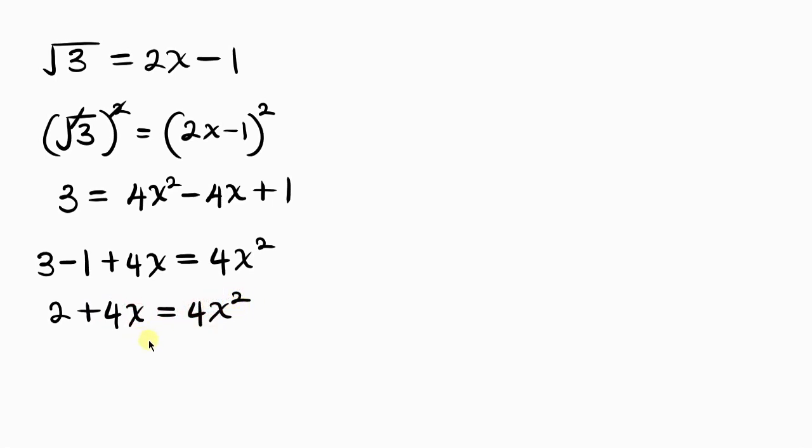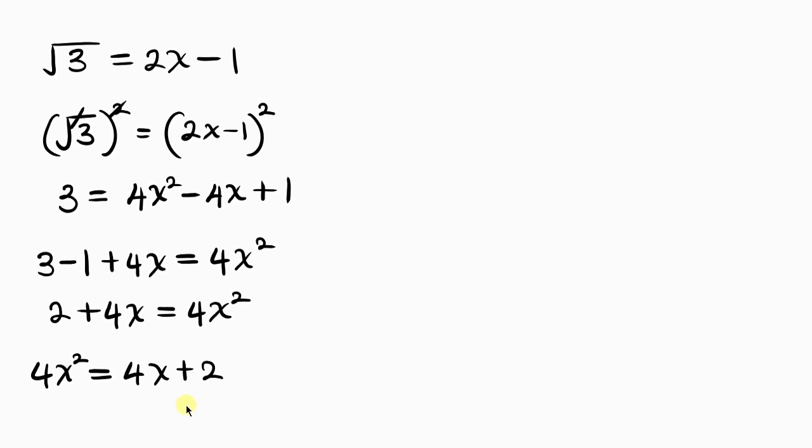Well, I'm going to be rearranging this such that I flip the positions. That means I'm going to be writing this, which is 4x squared, to be equal to, before writing this, which is write 4x first before plus 2. So it's still the same thing. I just flipped the positions, making the right-hand side be the left-hand side and making the left-hand side be the right-hand side.